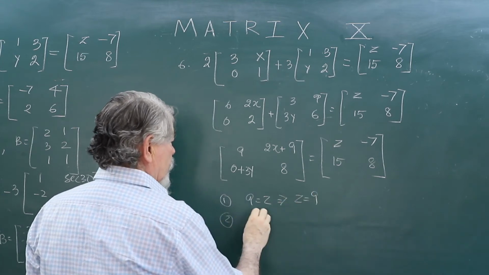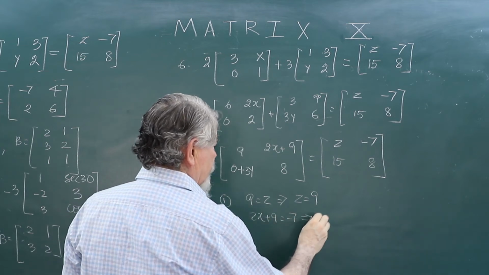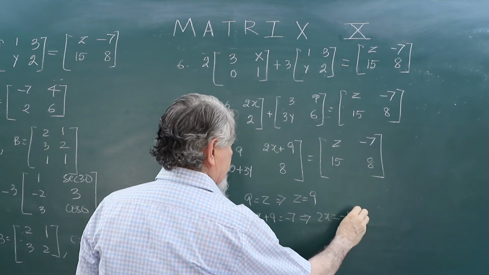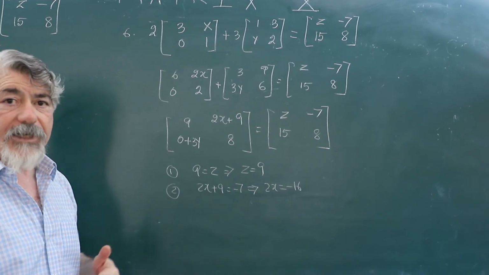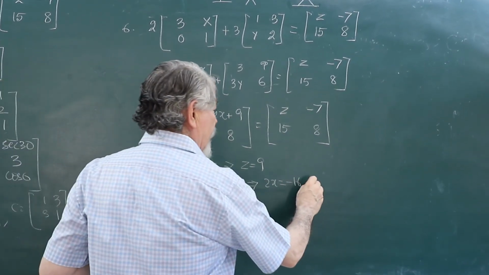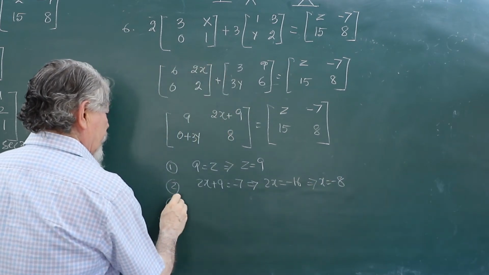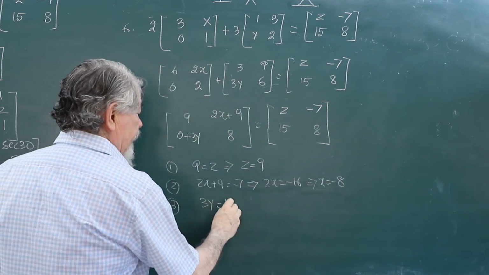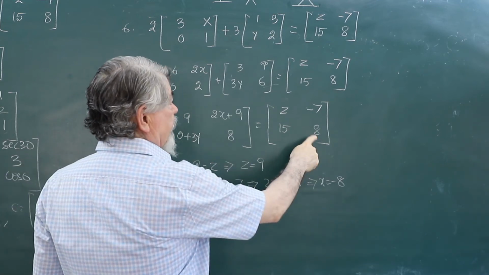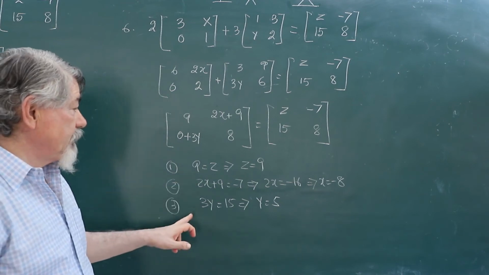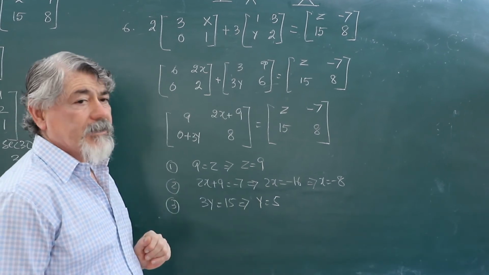Number 2, 2x plus 9 is equal to minus 7. That implies 2x is equal to minus 16. 9 you will transfer to that side, it will become minus 9, minus 7 will become minus 16. So that will imply x is equal to minus 8. Number 3, 3y will be equal to 15 will imply y is equal to 5. And of course 8 is equal to 8. So x is minus 8, y is 5 and z is 9.